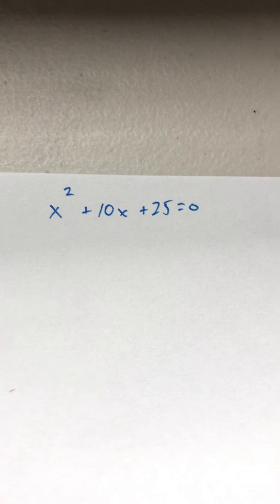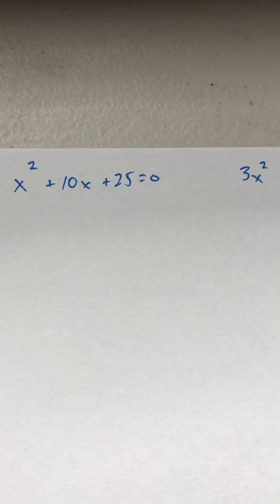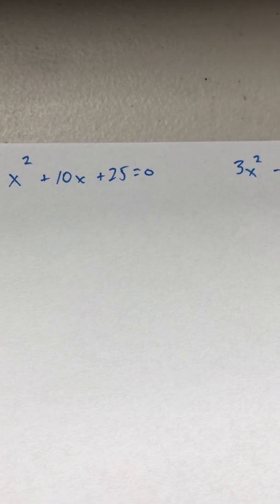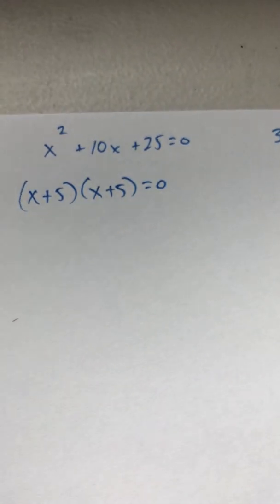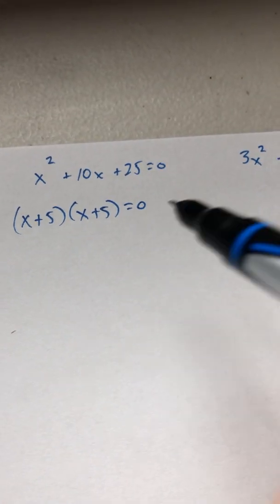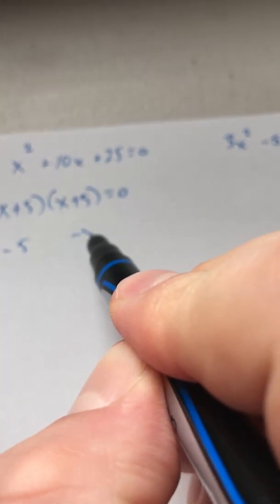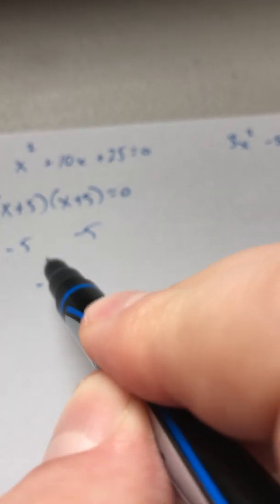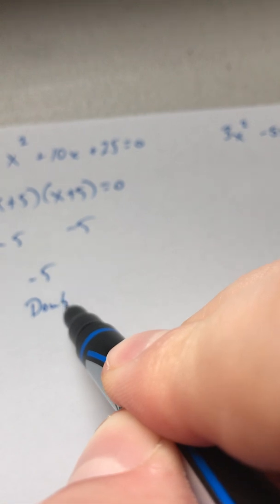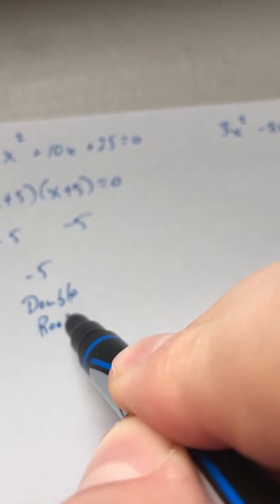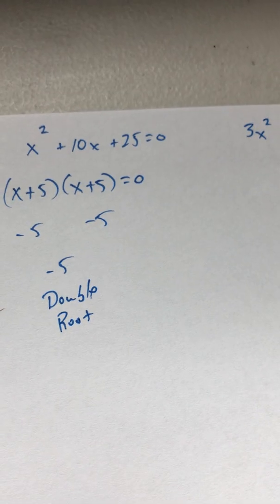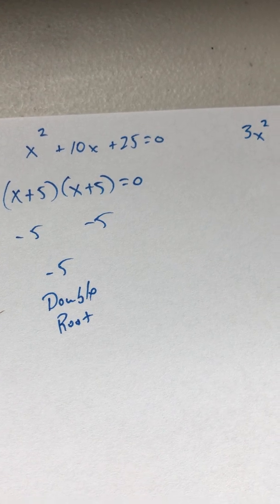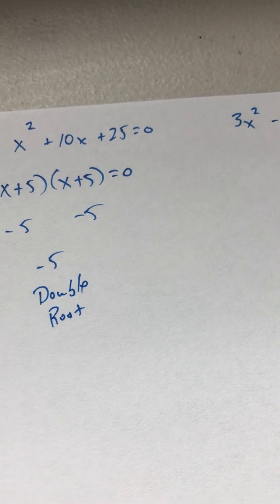And same thing here. What factors of 25 add up to be 10? Well, that would be a +5 and a +5. And so what I want you to note here is we get the same answer twice. So even though it's only one answer, we call this a double root. All right, so that's what a double root looks like.